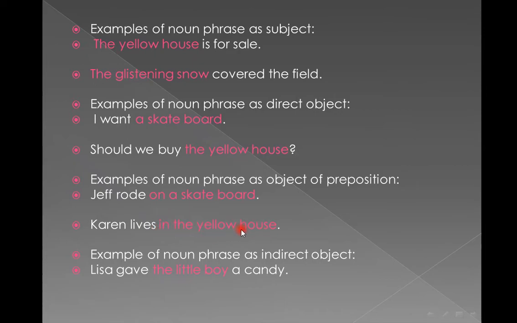And we have an example of a noun phrase as indirect object, as in: Lisa gave the little boy a candy. We come across direct and indirect objects, as you remember, in passive voice. And we know why we have direct objects and indirect objects. And here we have the little boy, the noun phrase, which works as indirect object.